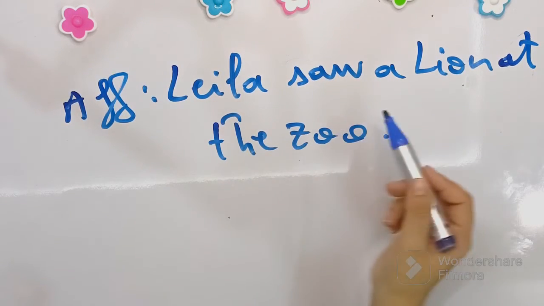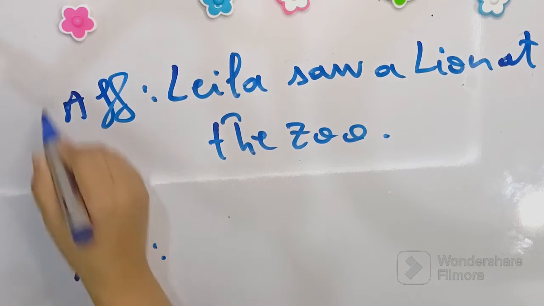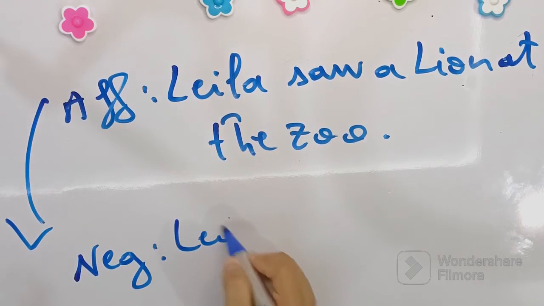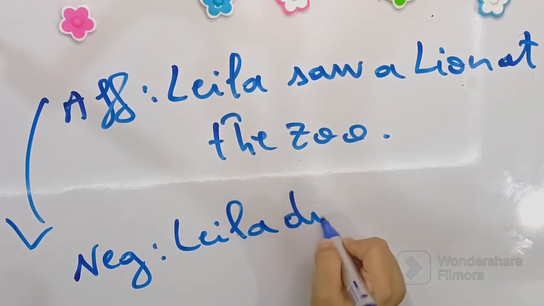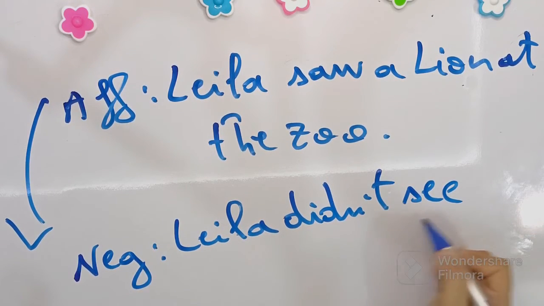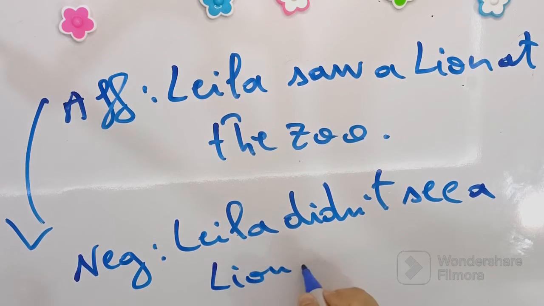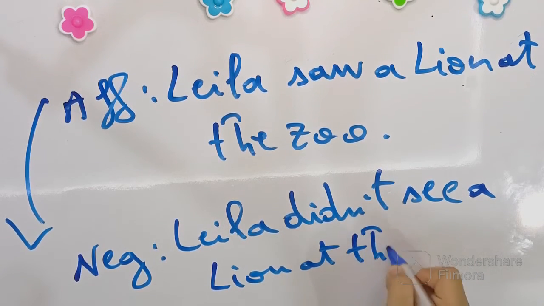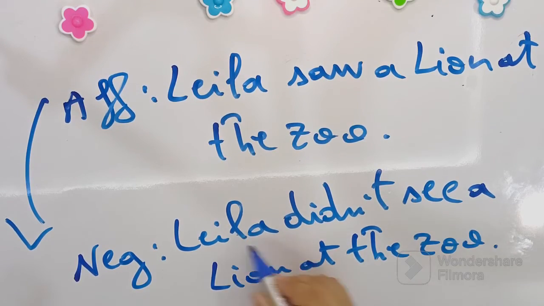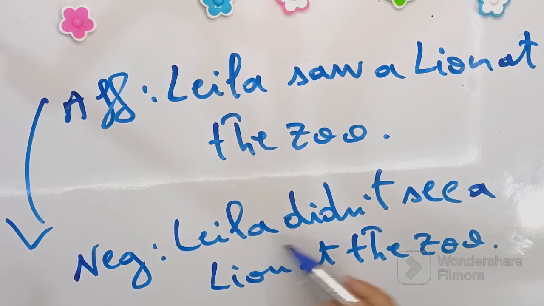Affirmative form: Layla saw a lion at the zoo. Negative form: Layla didn't see. You see, infinitive. A lion at the zoo. Layla saw a lion at the zoo. Negative, Layla didn't see a lion at the zoo.